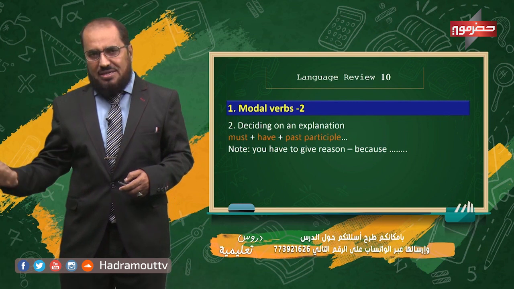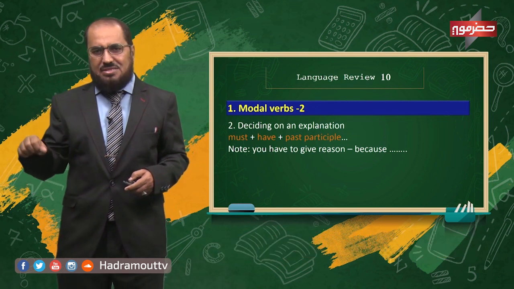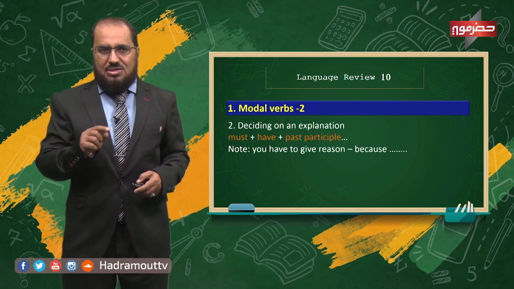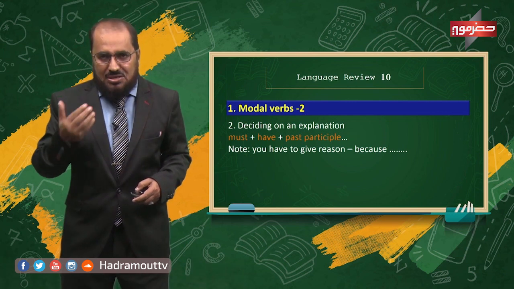But there is must be. Here is must have plus past participle. But note that you have to give reason. You have to say because.